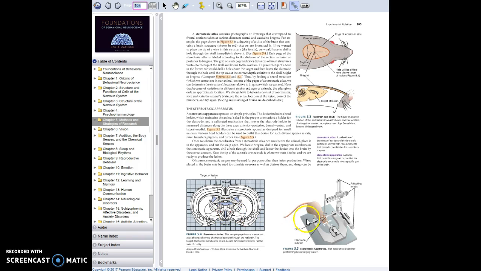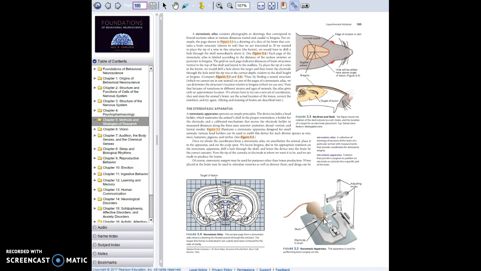Now, as you can see, this is a stereotaxic atlas, and the stereotaxic atlas is used to help you put the tip of an electrode into a specific nucleus of the brain. If this is the specific nucleus of the brain here, hopefully you can see that there are three-dimensional adjustments, so that you have an anterior-posterior adjustment that goes in this direction.